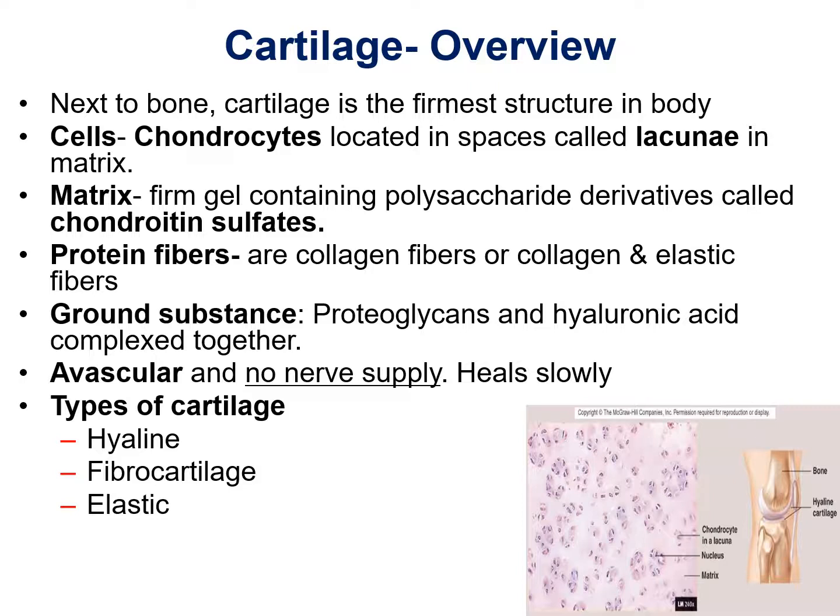Cartilages, unlike bones, are avascular and they have no nerve supply. That means the repair process or healing is very slow in cartilages. Now, if you remember from the lecture on histology, there are three types of cartilages in the human body: hyaline, fibrocartilage, and elastic cartilage.